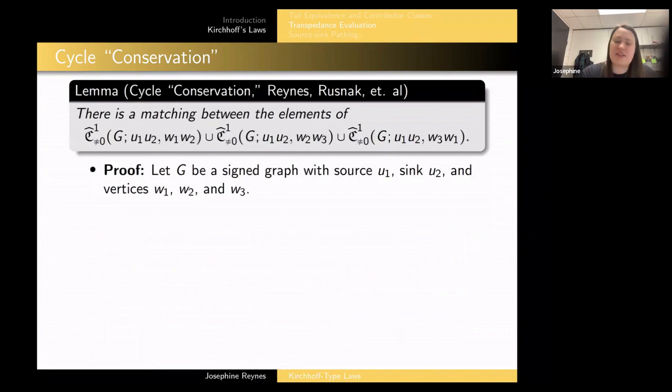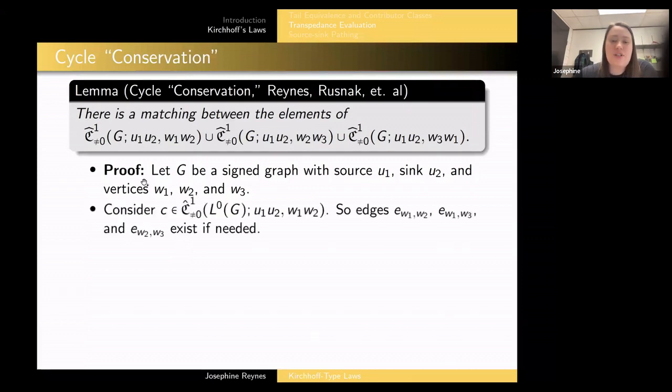So what does this kind of look like? This is going to be a sketch of the proof again, because it's a long actual proof. But the idea is that if you have a source and a sink, and then 3 other vertices, and the general case again extends to cycles of longer size, you can take a contributor in this first set of contributors.